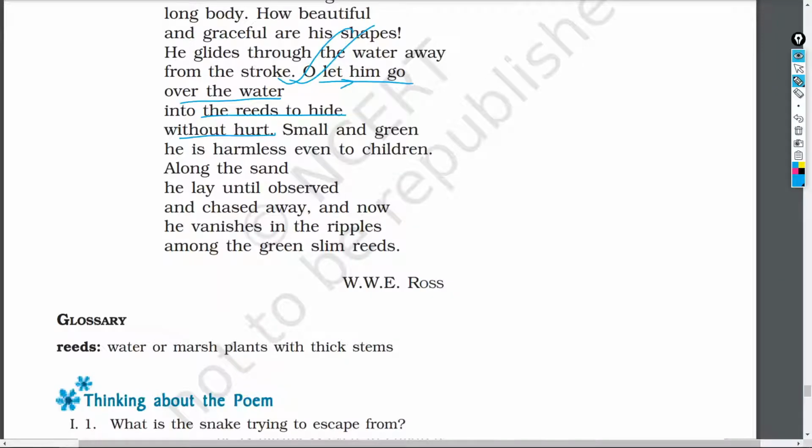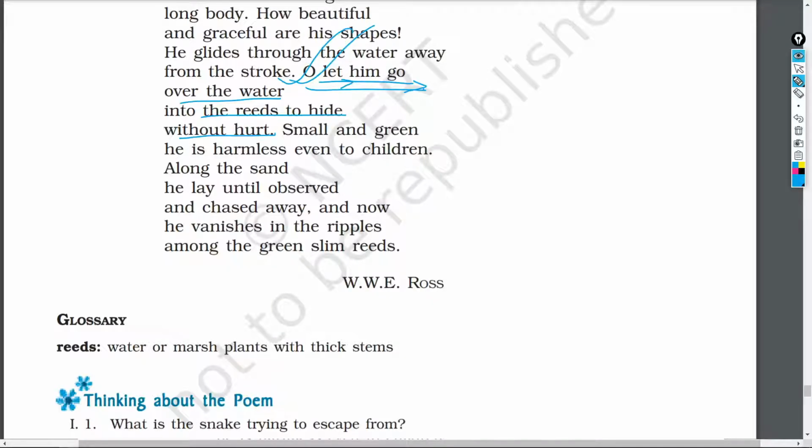ग्रामर बुक देखना है. Parts of the sentence on the basis of the sense and the meaning, and on the basis of the structure and the form, ये आपको बार बार देखना है. तो अभी देखिए ये क्या टाइप ऑफ सेंटेंस है. What type of sentence? Oh, let him go over the water into the reed to the height without hurt.